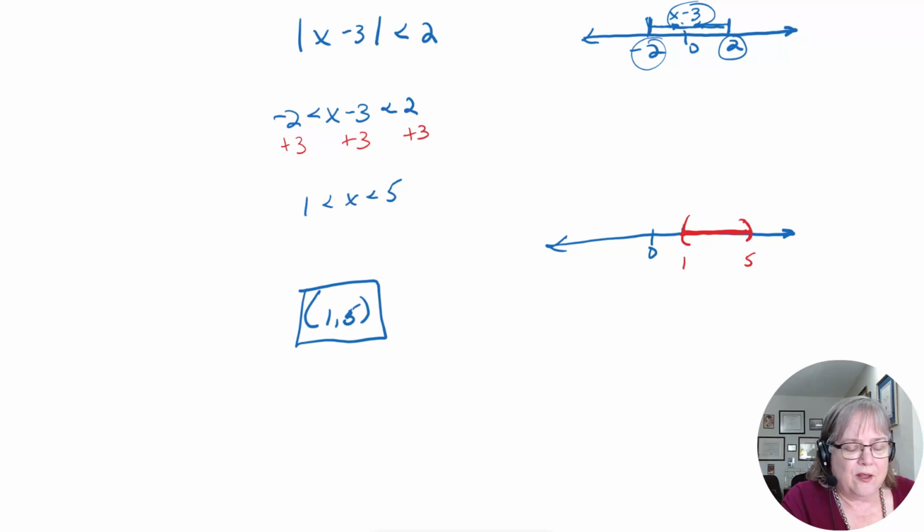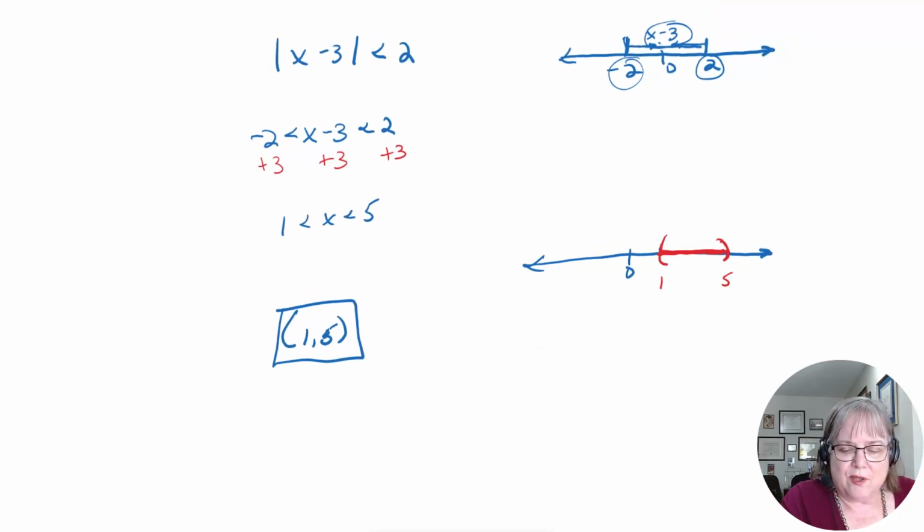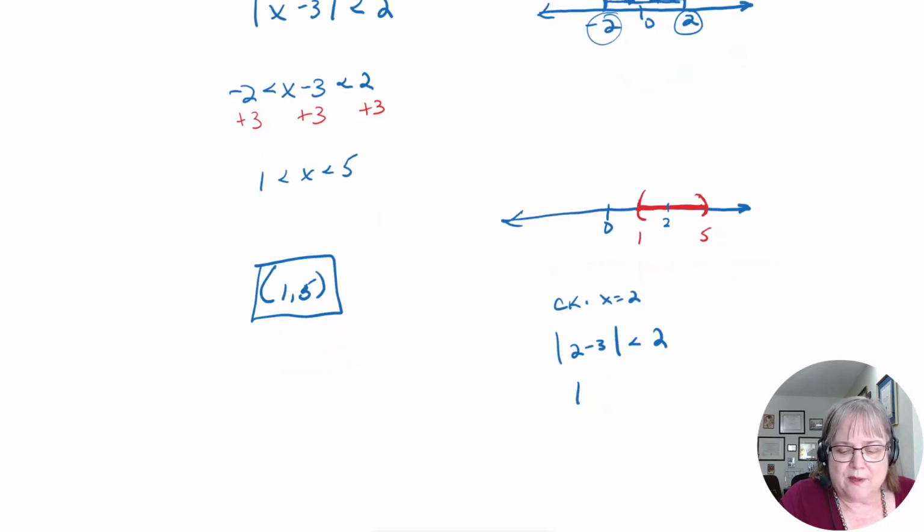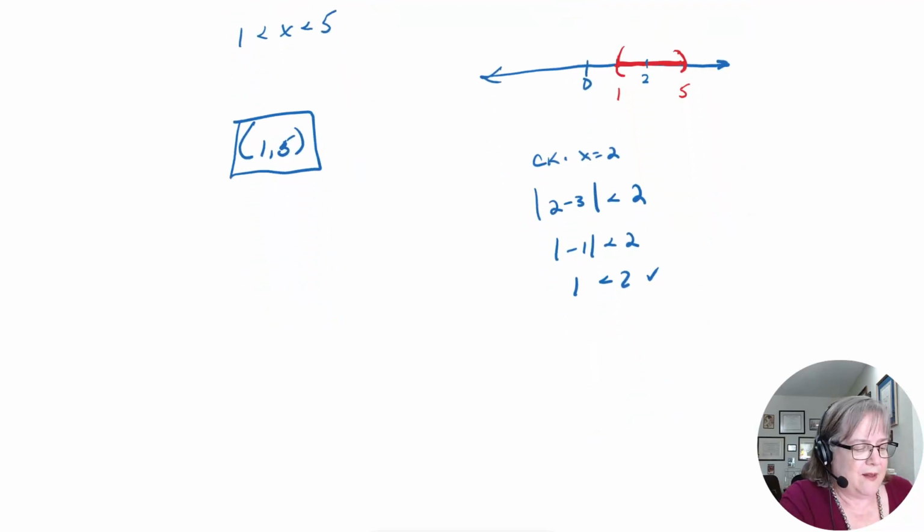All right, and you could check it, like 2's in between here, let's say. So if you checked x is 2, you would say, is the absolute value of 2 minus 3 less than 2? Okay, what's the absolute value of negative 1? It's 1. Is that less than 2? Yes, it is. All right.